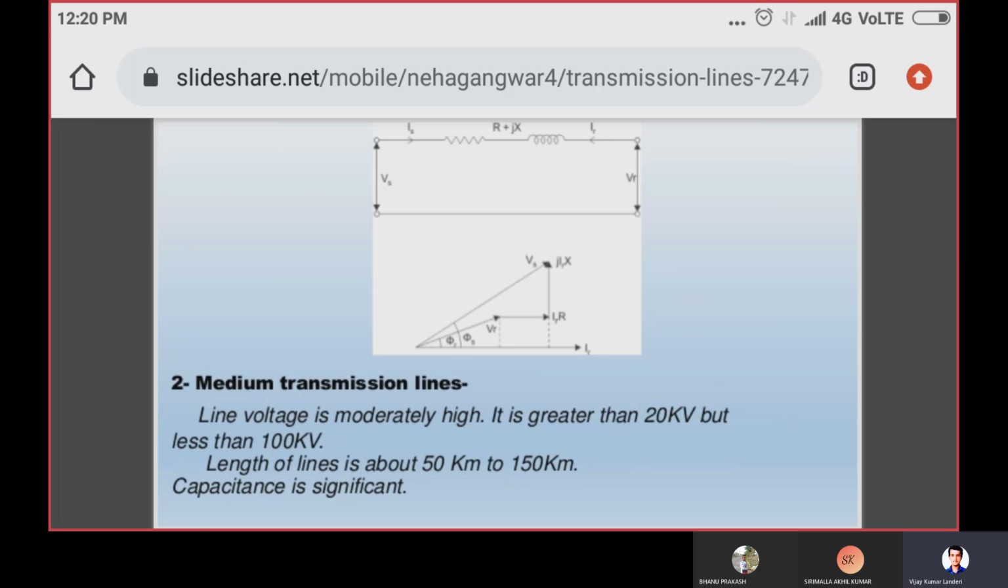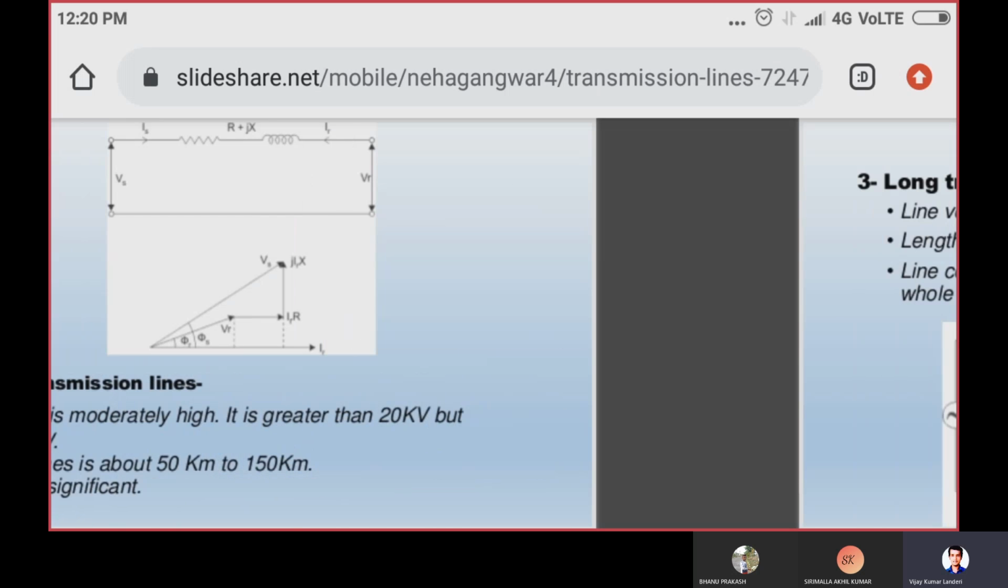Now, in the case of medium transmission lines, the line voltage is moderately high. The voltage is a little bit higher: greater than 20 kilovolts but less than 100 kilovolts. The line length is about 50 to 150 kilometers. And here the capacitance is not negligible; it is considered significant.